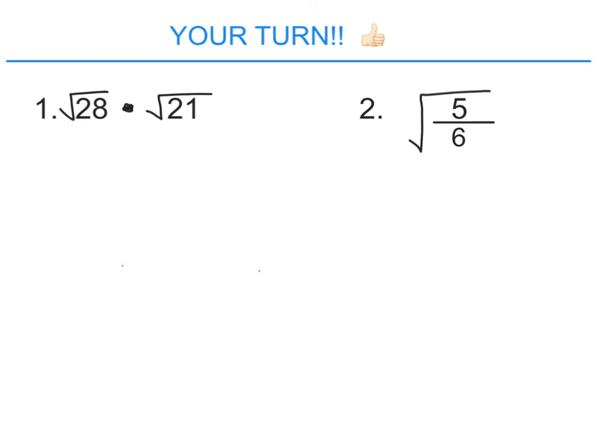So I listened to your feedback, and you had asked for extra examples. If you're feeling pretty confident in the material, you can pause the video, stop the video, fast forward through this part of the video, your choice. But for everybody who wants extra practice, here you go. Take a few minutes, pause the video, and see if you can get through these two problems.